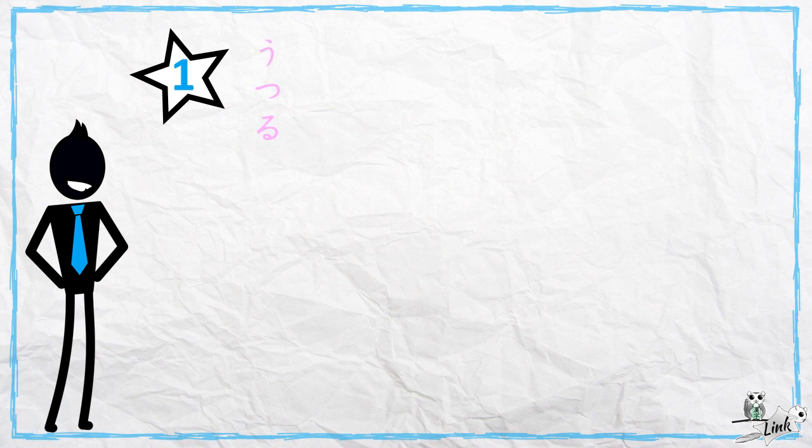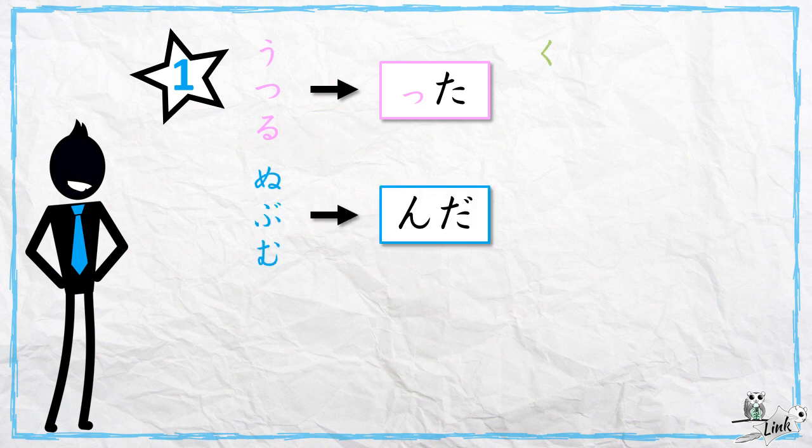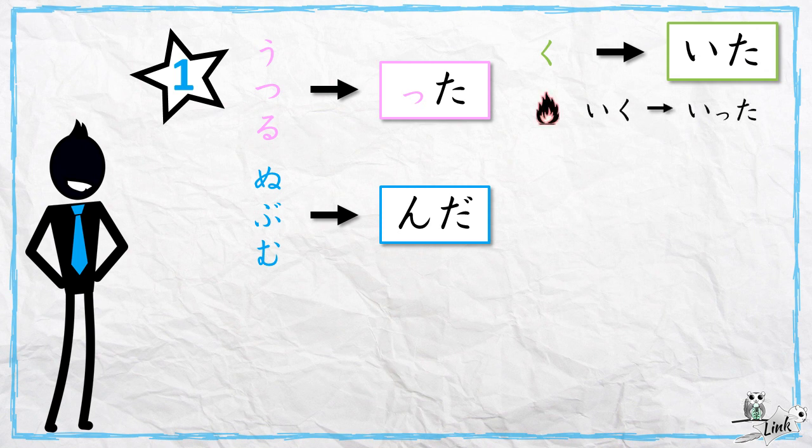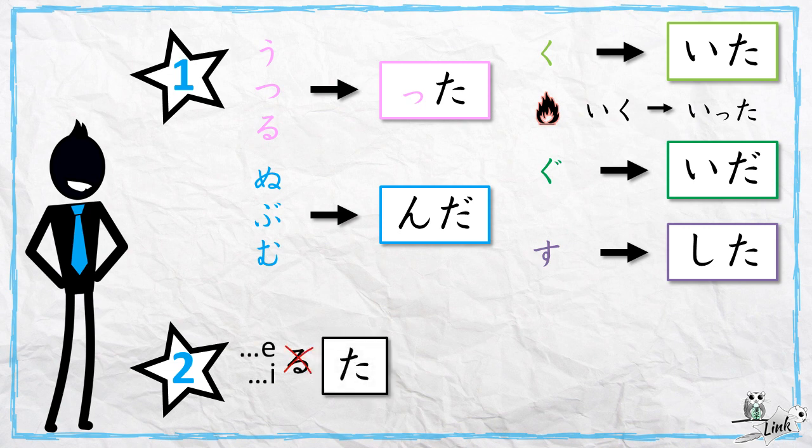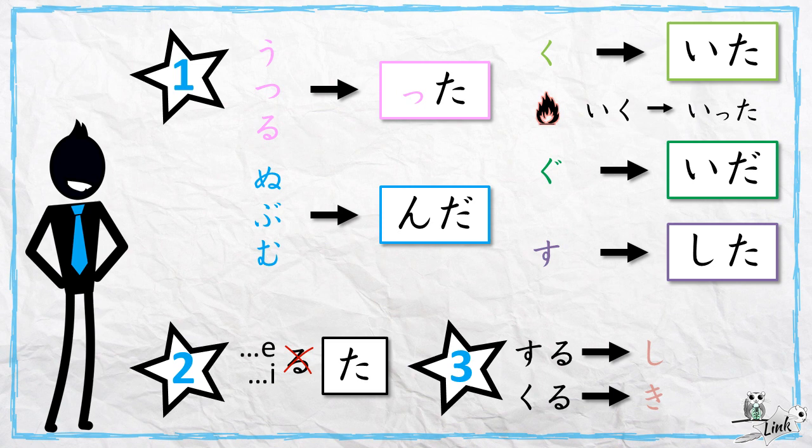The endings u, tsu, ru become ta with a small tsu. The endings nu, bu, mu become nda. The ending ku becomes ita, except for the verb iku, to go, which becomes itta with a small tsu. The ending gu becomes ida, and the ending su becomes shita. For group 2, we just replace the final ru with ta. In group 3, suru becomes shi and kuru becomes ki. Then you can add ta. That's it for ta form.